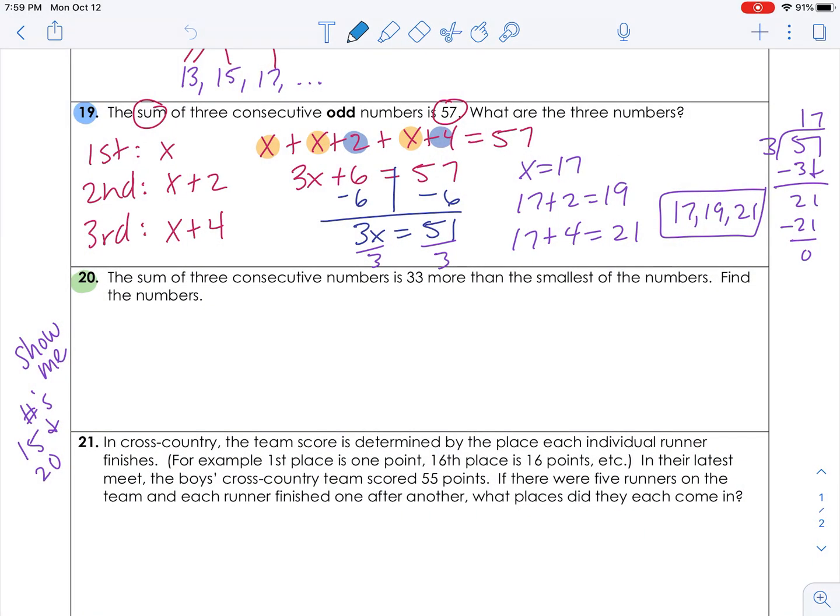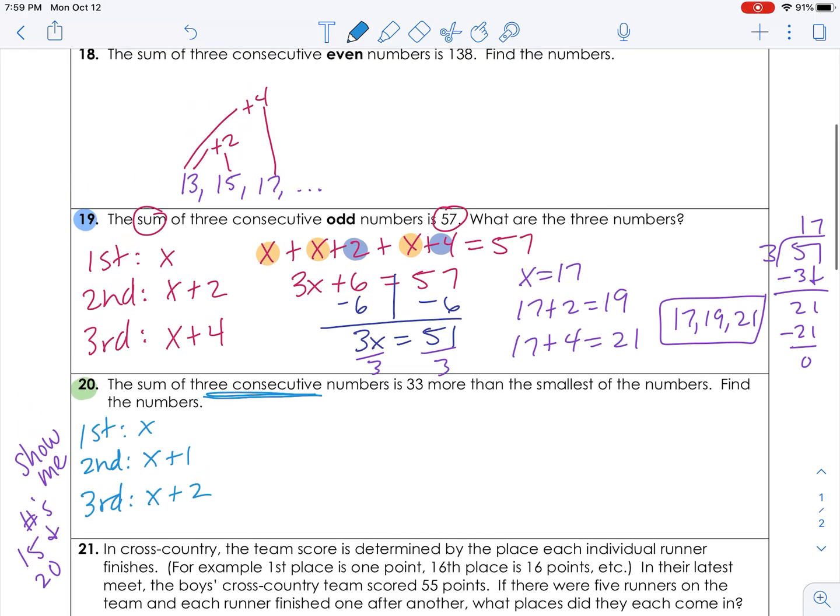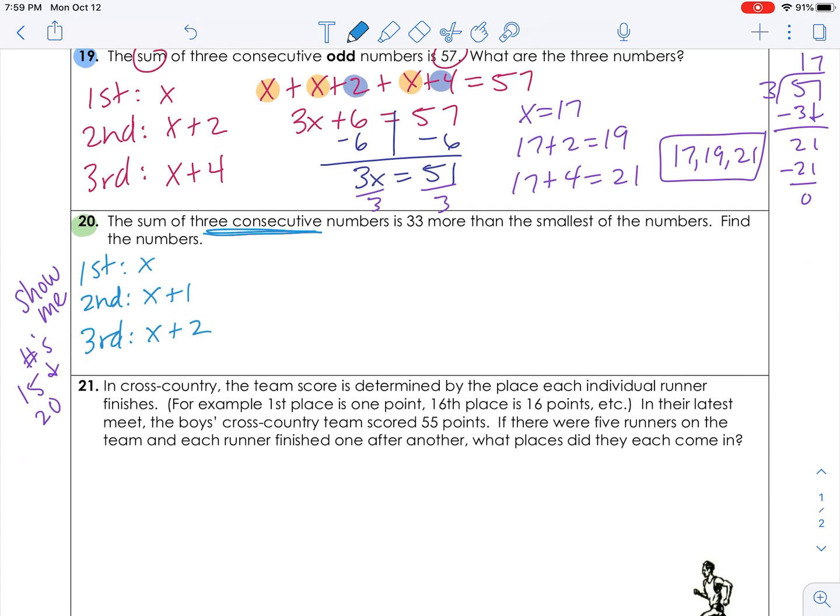So for number 20, we're looking for the sum of 3 consecutive numbers, so just regular consecutive numbers. Our first number is x, our second number is x plus 1, and our third number needs to be x plus 2. So let's take a look at why that's true. If I have the numbers 3, 4, and 5, to get from 3 to 4, I have to add 1. But to get from 3 to 5, I have to add 2. So that's why the third number is x plus 2. So here are our 3 consecutive numbers.